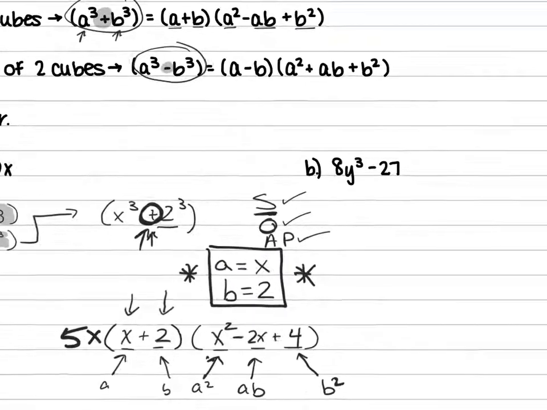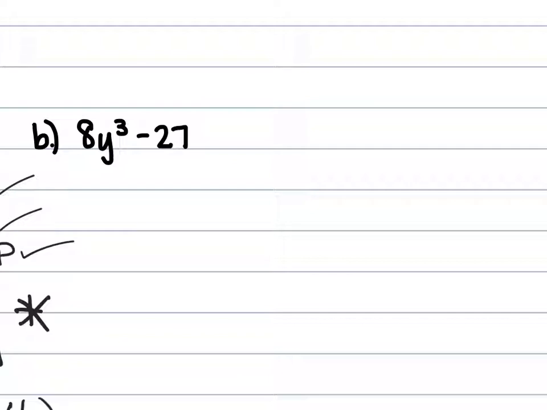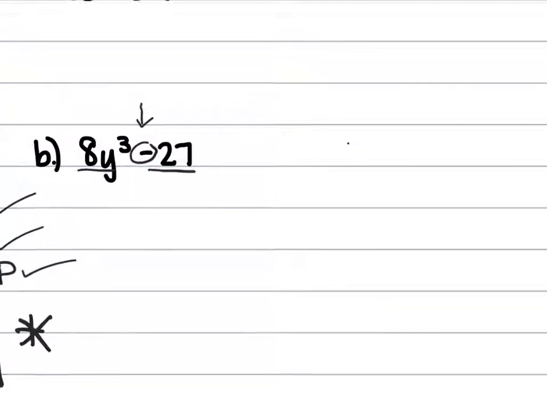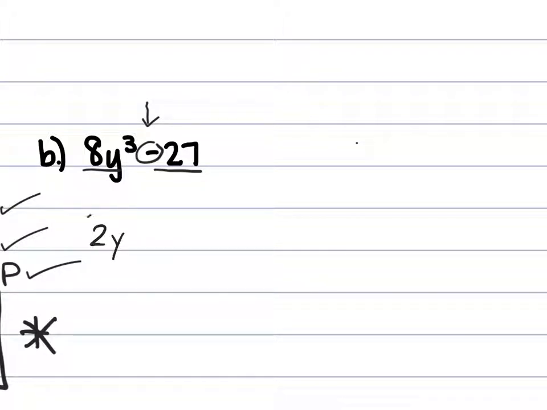All right, let's do B. Notice that this is the difference, the subtraction of 2 cubes. Why is this the difference of 2 cubes? There's a minus right there. Okay, well, it's difference, but why is 8y cubed a cube? What times itself 3 times would give me 8y cubed? 2y. So this is the same thing as 2y cubed. Same exact thing. Minus, and why is 27 a cube? This is 3 times 3 times 3, so that's 3 cubed.